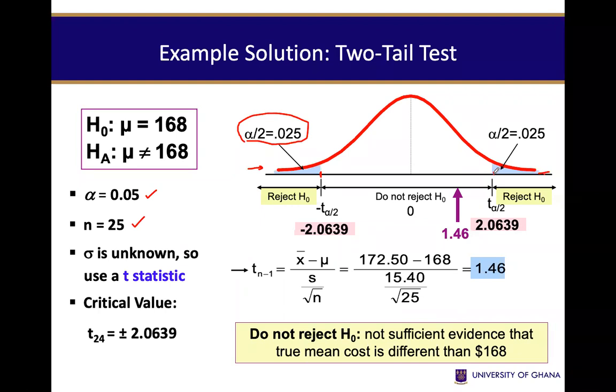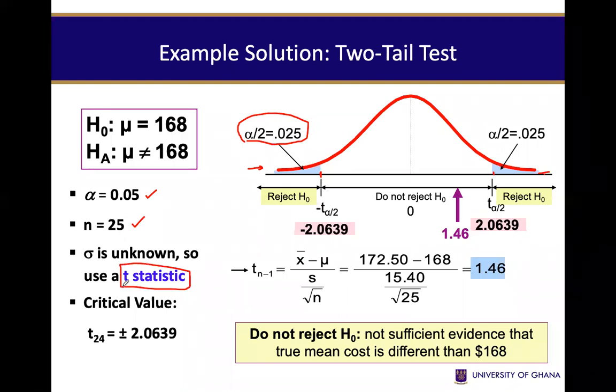And then the distribution that will help you identify the critical value, as we said, because the sample size is small and the population variance is unknown, what we are going to use is the T statistic, that is the T distribution.